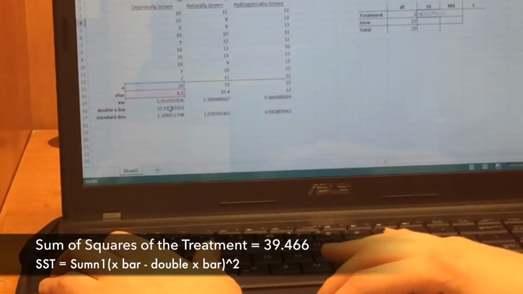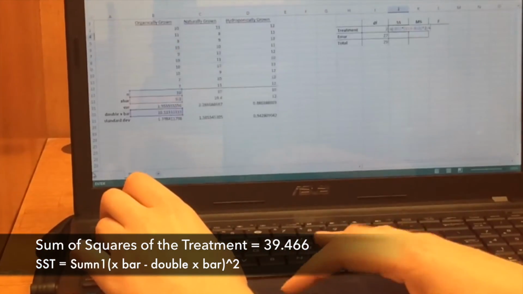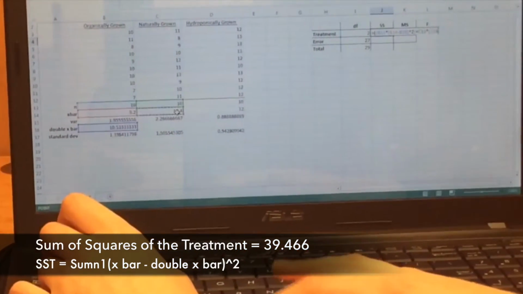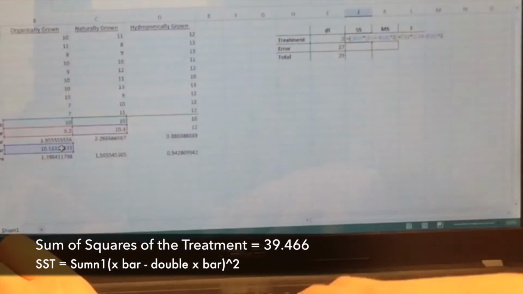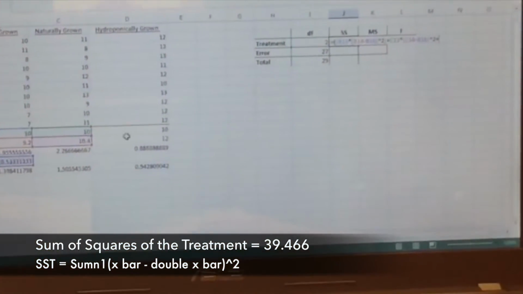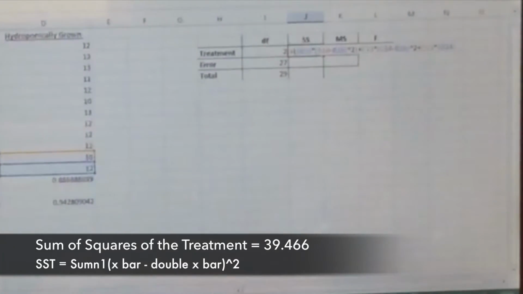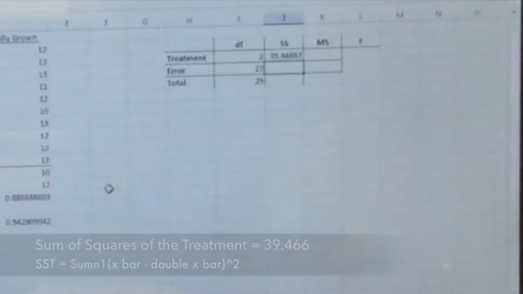For the sum of squares of the treatment, take n for organically grown times x bar minus our double x bar raised to the power of 2. Then add our n for naturally grown times x bar minus our double x bar raised to the power of 2. Next, add our n for hydroponically grown times x bar minus our double x bar raised to the power of 2. And our answer is 39.466.